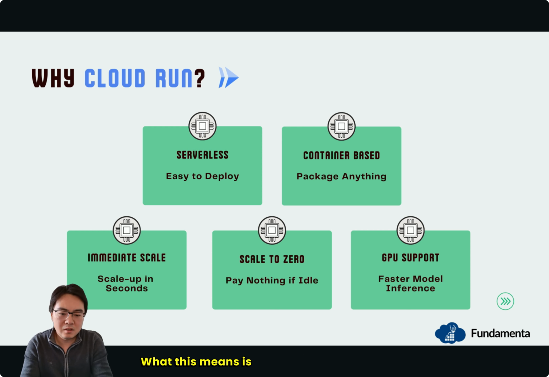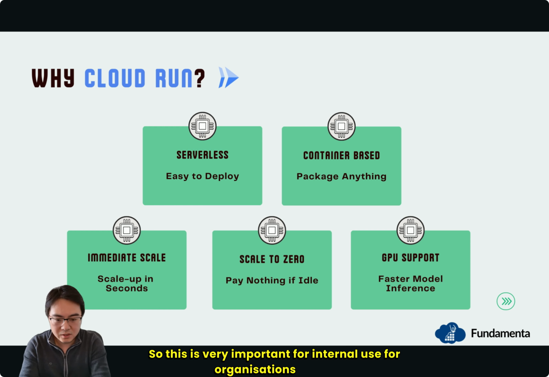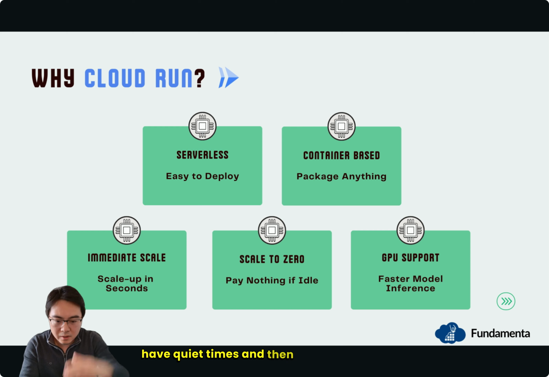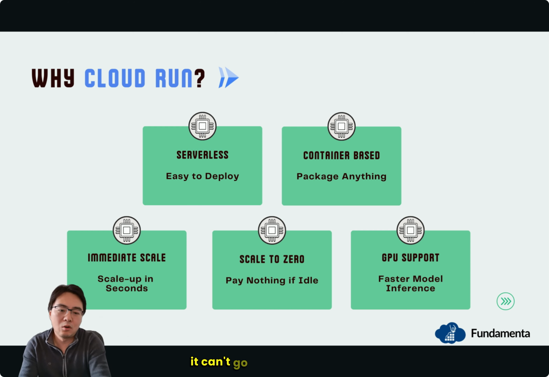What this means is the minimum GPU you can use at a particular time could be zero, right? And that is important. It goes down very quickly when you do not have any traffic. So this is very important for internal use for organizations where you don't have anyone using those APIs, or for when you have quiet times, and then it basically scales up and down, but it can't go all the way to zero.